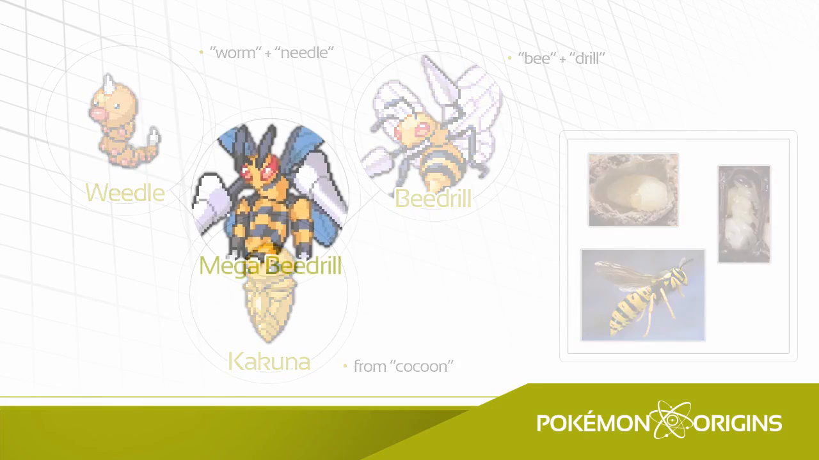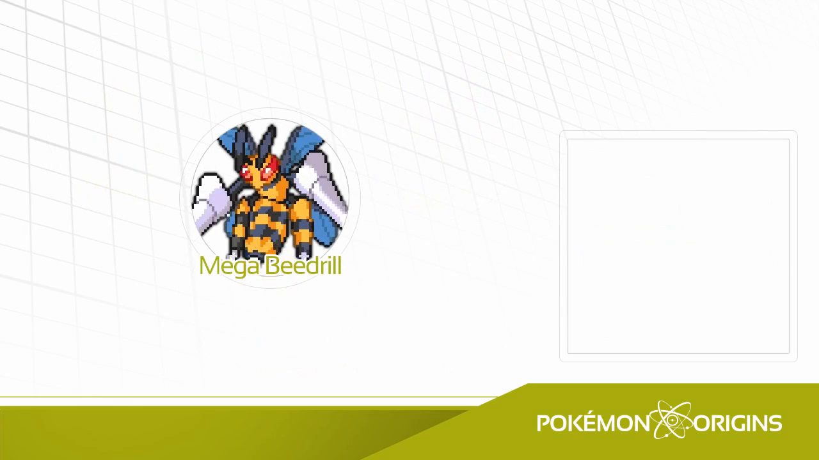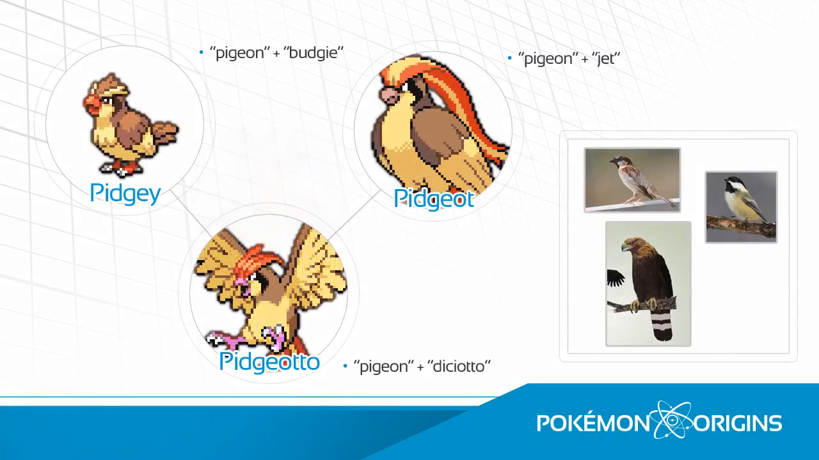Of course, we also have Mega Beedrill. There's not a huge change in the design apart from bigger spikes, so you could argue it might be based on like a queen bee or a queen wasp because of its larger size, but apart from that, it's very similar in its basis. Next up, going from bugs to birds, we have Pidgey, Pidgeotto and Pidgeot.